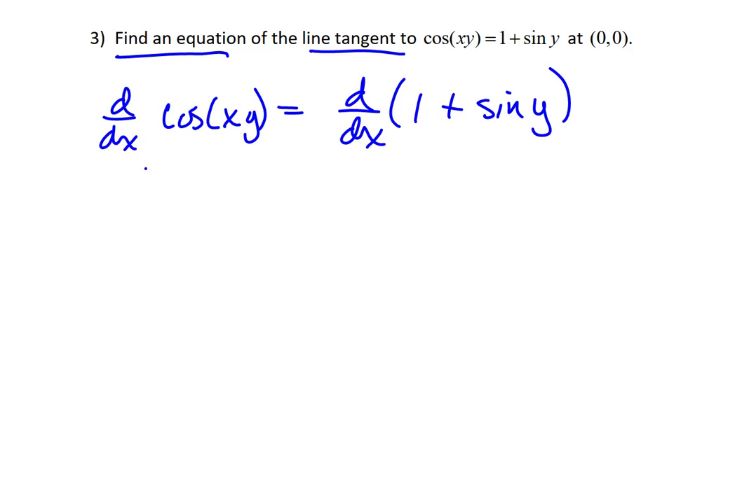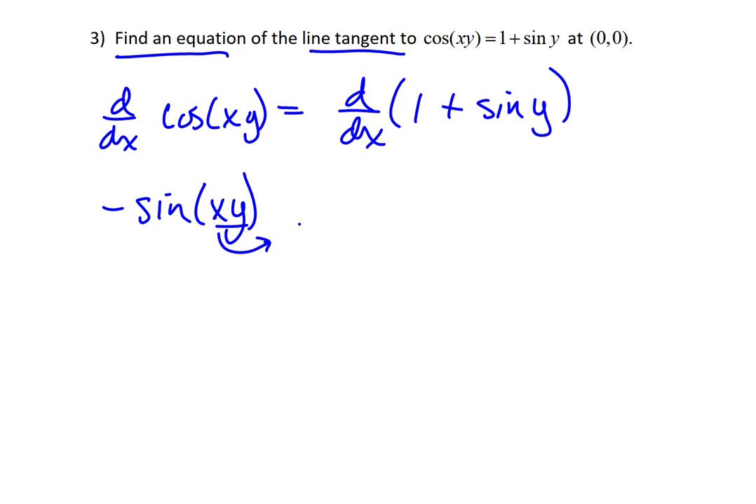Now, let's apply our implicit differentiation to this. On the left side, we have really a composite function. We have cosine of xy. Well, the outer function is cosine. So to do the chain rule, we start with the derivative of the outer function. The derivative of cosine is negative sine, and then keep the inner function. So we have negative sine of xy, but then we have to multiply by the derivative of that inner function.